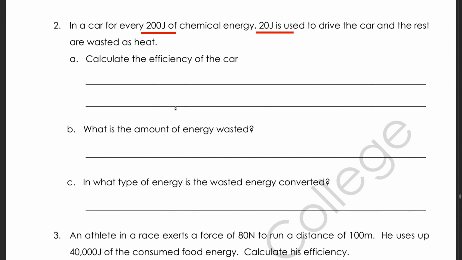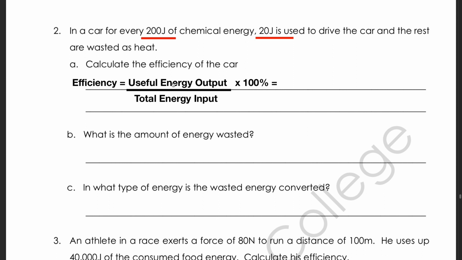Starting off from the equation, efficiency is the useful energy output divided by the total energy input multiplied by 100. 20 joules is used to drive the car, 200 is the total energy input, and multiplied by 100. So 20 divided by 200 multiplied by 100 will give us 10% efficiency.